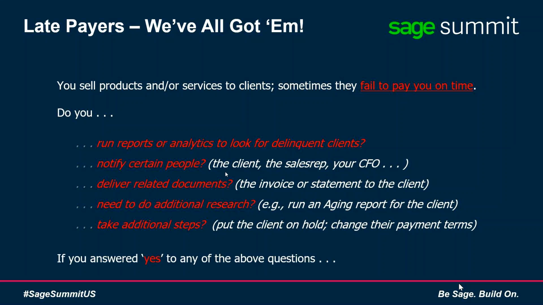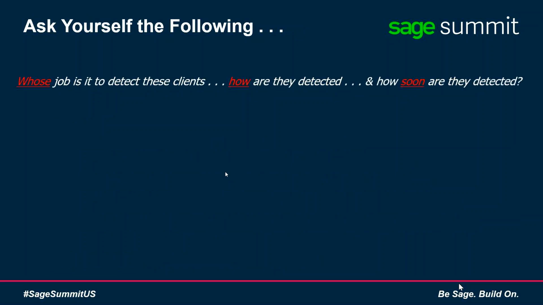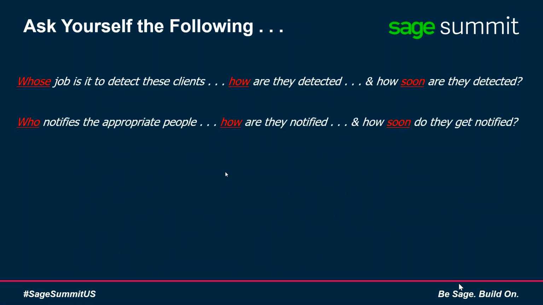Now, if you answered yes to any of those questions, if those are some of the types of processes that you currently engage in, then I'd like you to ask yourself the following. Whose job is it within your organization to detect past due clients? How are they detected? What reports are run, and how soon are they detected?